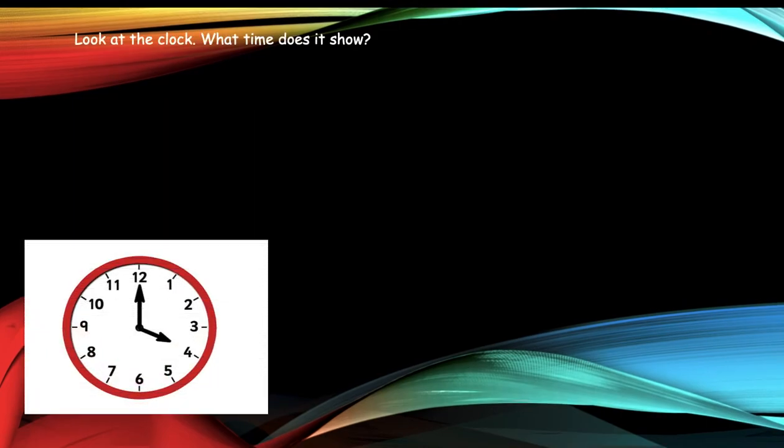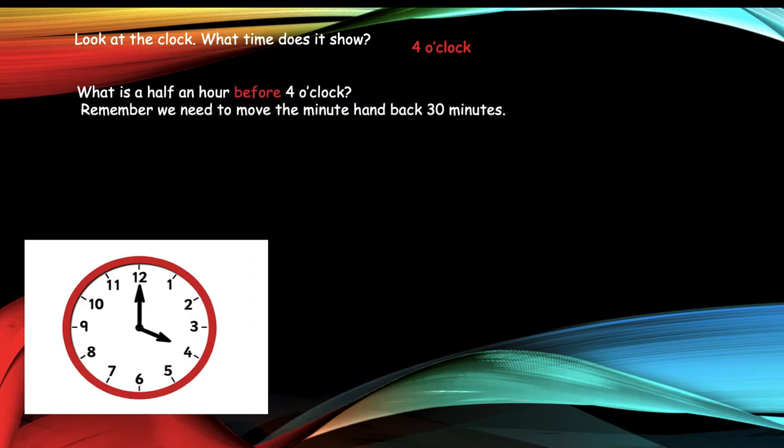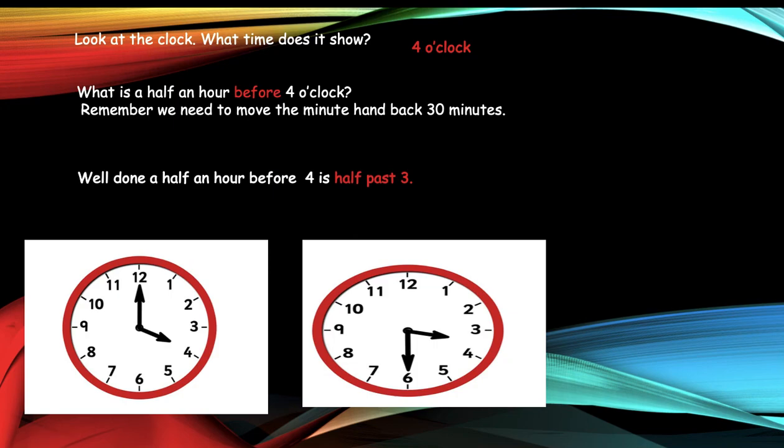Look at the clock. What time does it show? Excellent. It says 4 o'clock. What is half an hour before 4 o'clock? Half an hour before 4 o'clock. You have to go back before. Remember, we need to move the minute hand before 30 minutes. Is your answer matching with mine? Well done. So I moved the minute hand 30 minutes before and we reached 3:30. That is, in other words, half past 3.